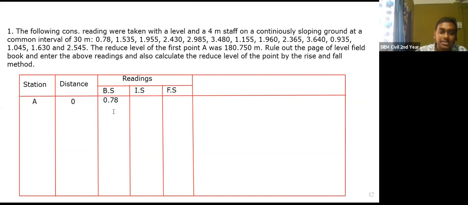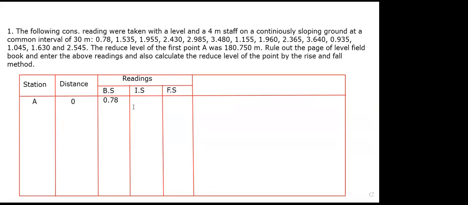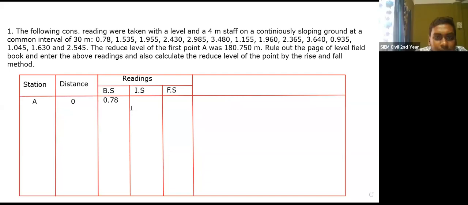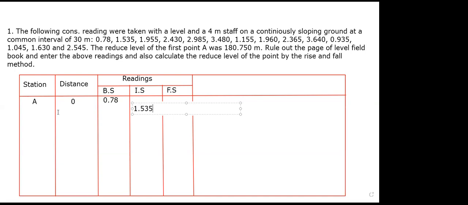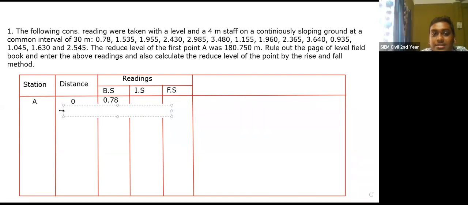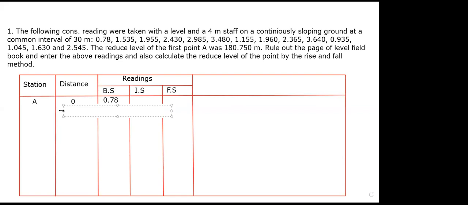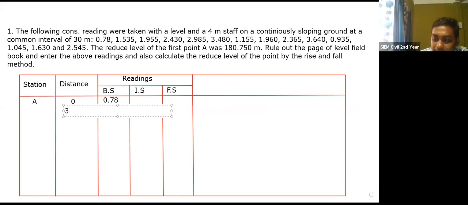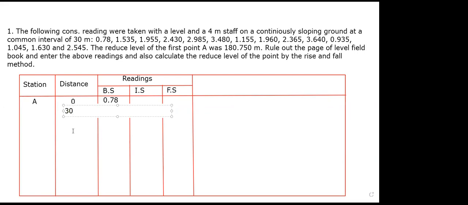So after that, the next reading is what? IS, Intermediate. 1.535. ठीक है, 1.535. So for which distance? Our next distance is 0 plus 30. The common interval is 30 meter. So that means 0 plus 30. So here the distance is 30.